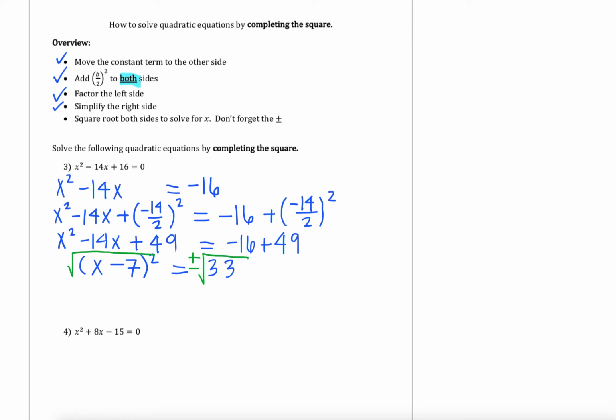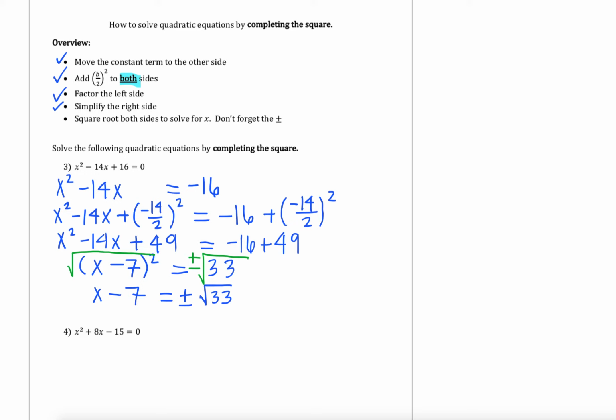And again, I want to not forget that plus or minus on the side with the constant term. The reason this is helpful is the square root of something squared is just that something. So on the left side here, the square and the square root cancel, and we just get x minus 7 equals, on the right side, I have that plus or minus the square root of 33.